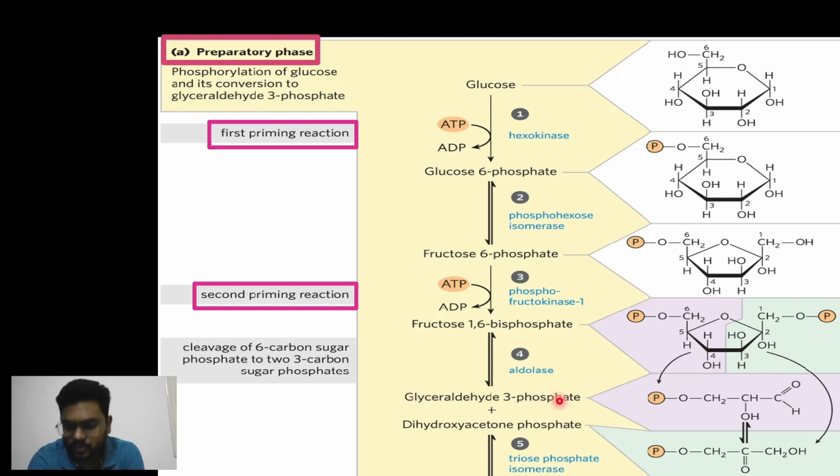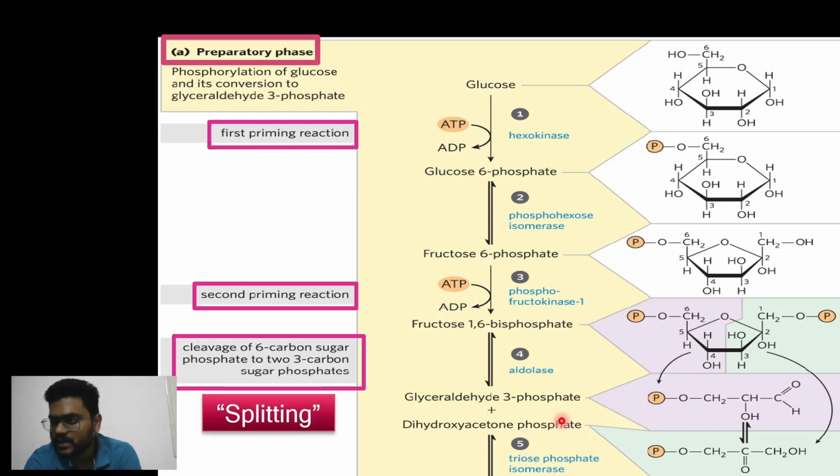One is glyceraldehyde 3-phosphate and the other is dihydroxyacetone phosphate. Now this dihydroxyacetone phosphate is again converted back to glyceraldehyde 3-phosphate with the help of the triose phosphate isomerase enzyme. So at the end of the preparatory phase, what we have is two glyceraldehyde 3-phosphate molecules. Okay, so this fourth step is very important because this is where the actual splitting takes place. It is this step which gives the name glycolysis. This entire process is named after this step, the aldolase step, where you have the splitting. So glucose is split here.